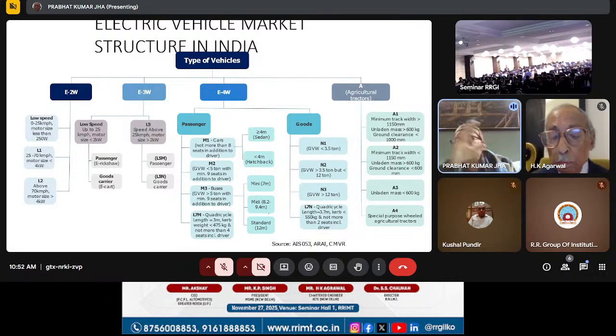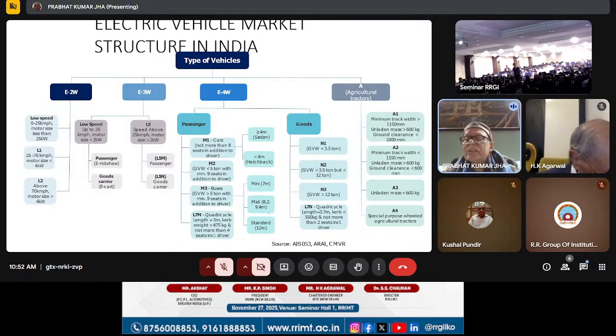Now you will come to the agriculture tractors. A1: minimum track width is 1150 mm, unladen mass is greater than 600 kg, ground clearance is less than 1000 mm. A2: minimum track width 1150 mm, unladen mass is greater than 600 kg, ground clearance is less than 600 mm. And then A3, unladen mass is less than 600 kg, and A4, etc. The source I have written below.